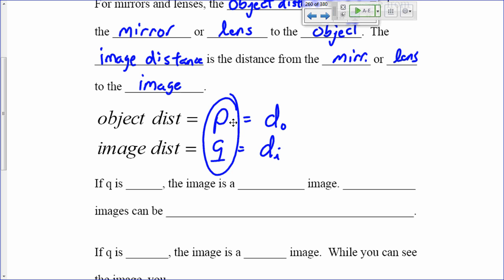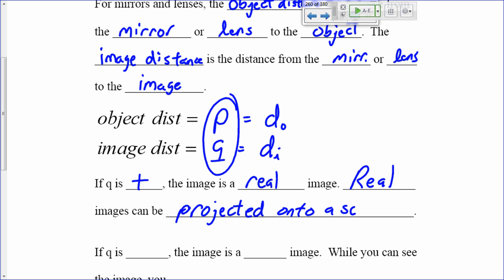So if Q is positive, the image is what we call a real image. Yeah, so if Q is positive, it's a real image. And real images can be projected onto a screen. So for example, this is a real image. The other type of image is called a virtual image, which we'll see in just a second. And a virtual image, on the other hand, cannot be projected onto a screen.